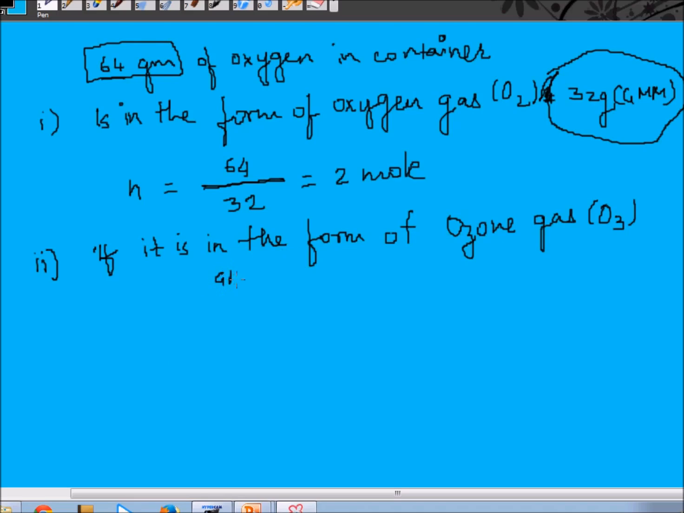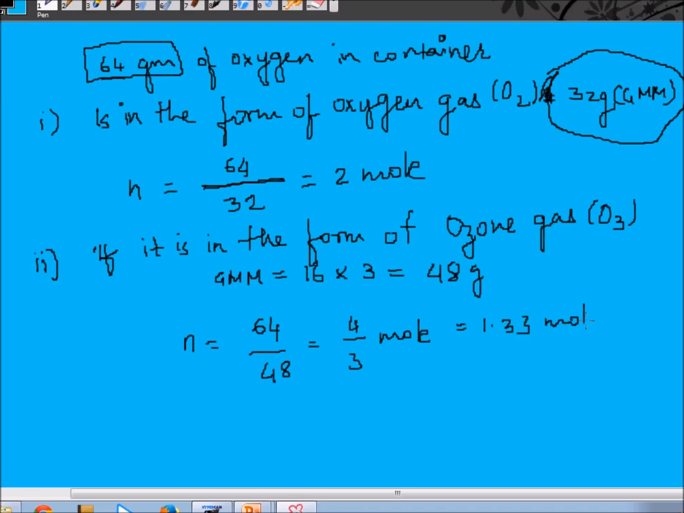So the gram molecular mass of ozone, we just calculated it in the previous slide, is 16 into 3, there are 3 atoms, that is 48 gram. So the number of moles will be given mass, this time 64 gram, divided by 48. So this is 4 by 3 mole, approximately 1.33 mole. Approximately these many molecules of ozone are present inside the container. 4 by 3 mole.